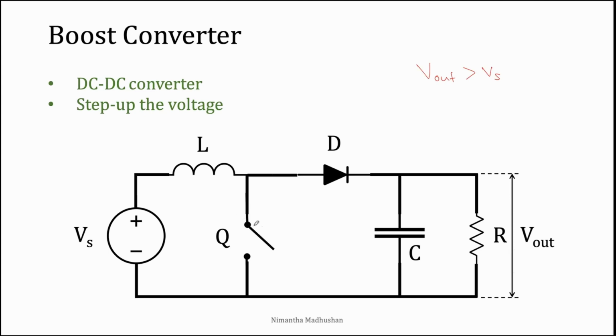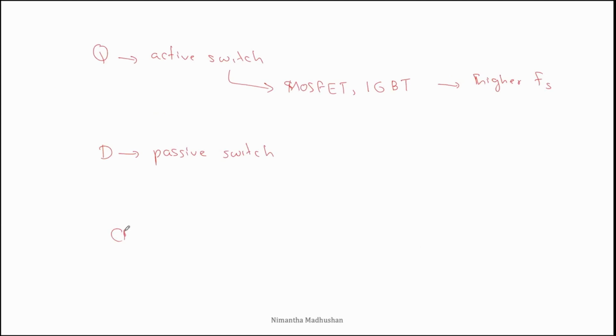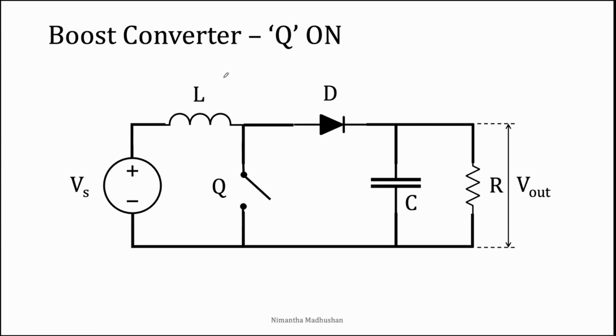In the previous buck converter video, I explained there are three modes of operation for this DC to DC converter: CCM, continuous conduction mode, BCM, boundary conduction mode, and DCM, discontinuous conduction mode. In this video, I will explain the operation of continuous conduction mode for this boost converter. Now let's move to the operation when the switch is on and when the switch is off. First, consider the boost converter when Q is on.